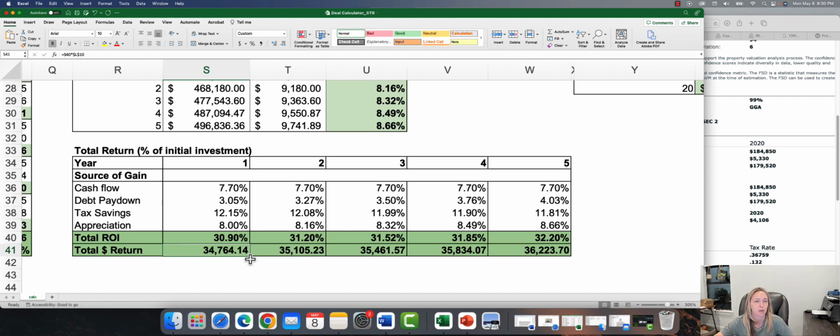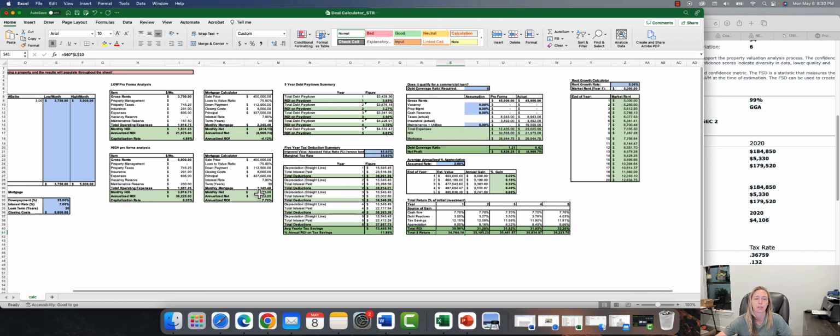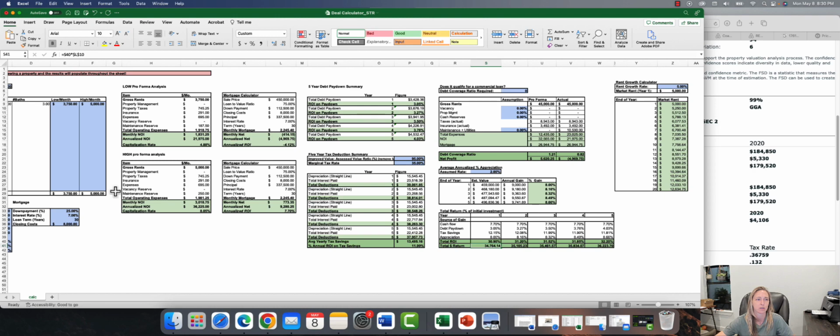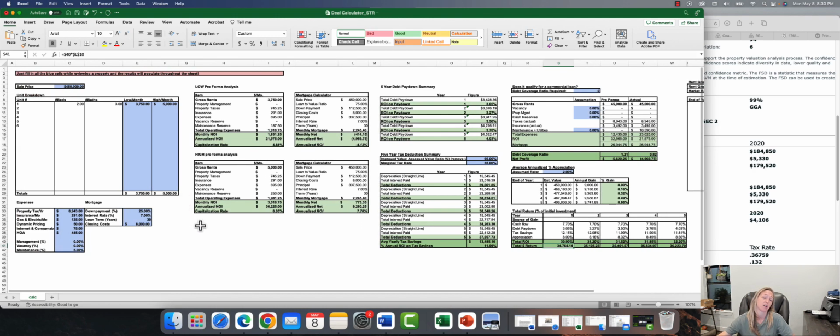So, that's just about it. If you have any questions, obviously reach out to me. But this is my calculator, and this is how I run my short-term rentals.